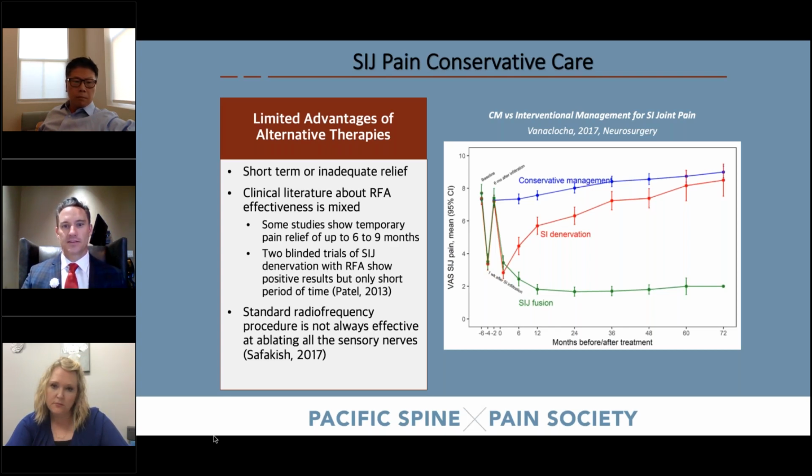Another thing to highlight is that a lot of patients, we can do SI joint injections, but they're not a candidate for radiofrequency ablation due to their insurance coverage. Next slide.